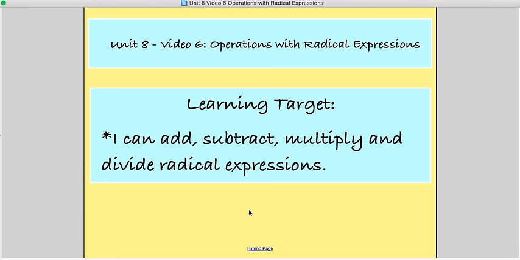Today we're going to look at operations with radical expressions. Today you're going to learn to add, subtract, multiply, and divide radical expressions. And we already have done some multiplying and dividing in our last notes video.